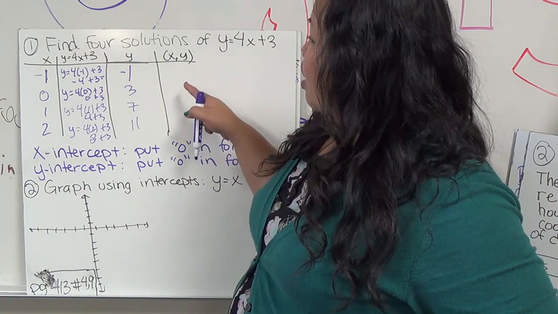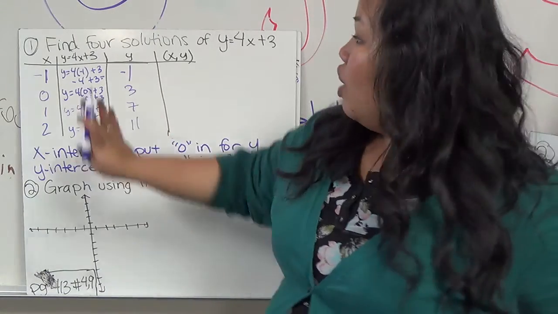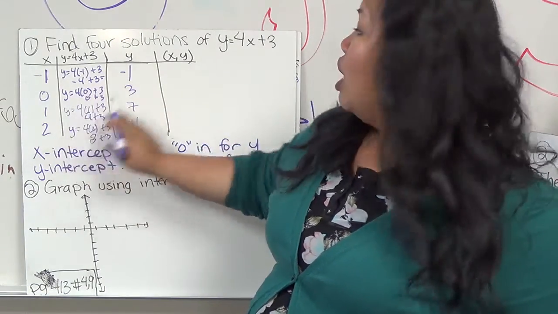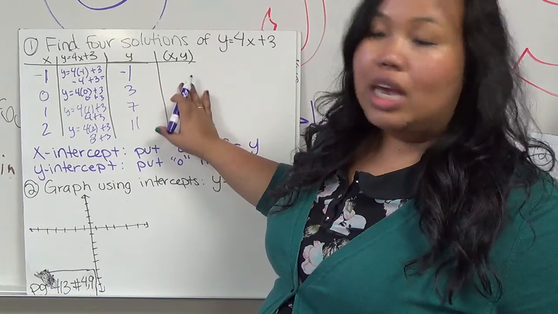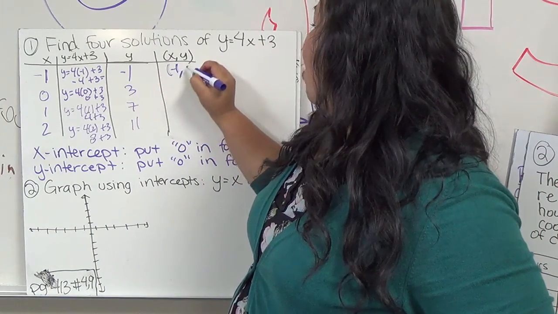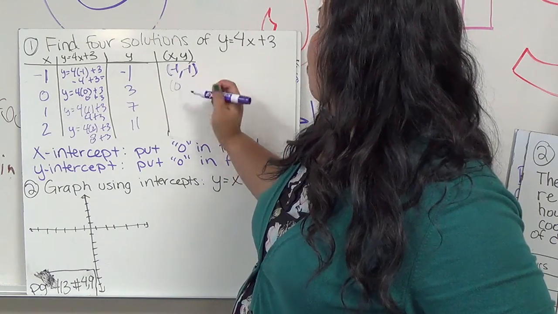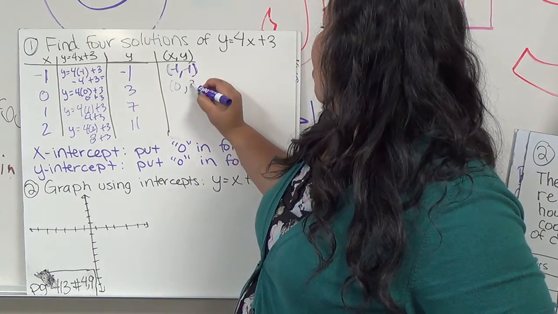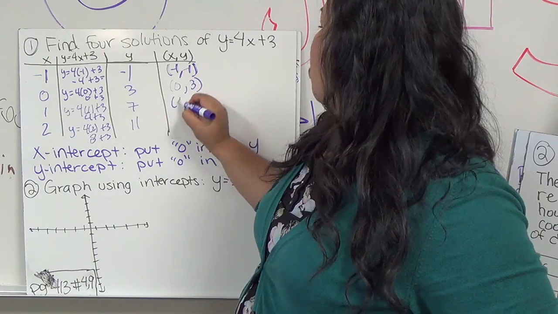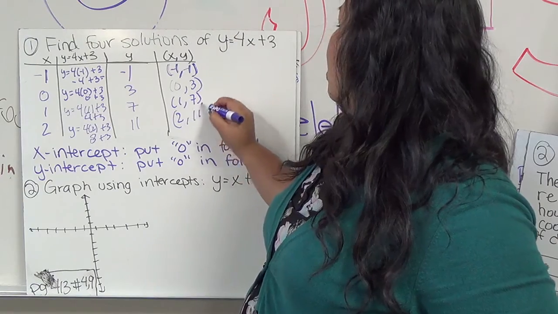So in order for me to graph this, now I can ignore this because this is my work shown, and then I can focus on finding the x and y values. So my x value is -1, my y value is -1. My x value is 0, my y value is 3. My x value is 1, 7, 2, 11.